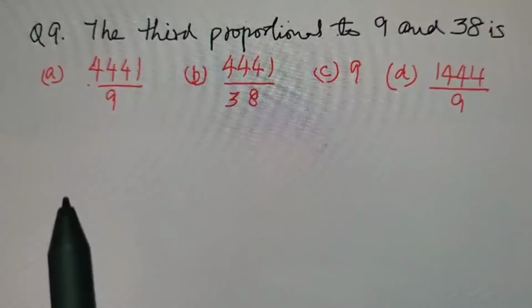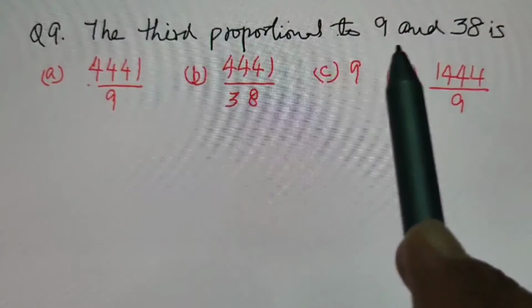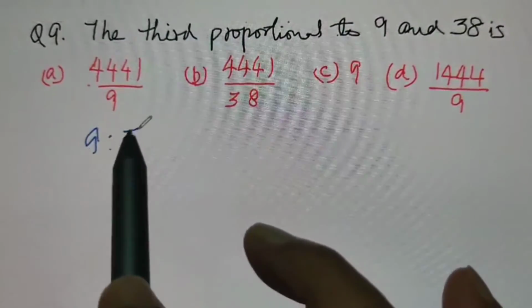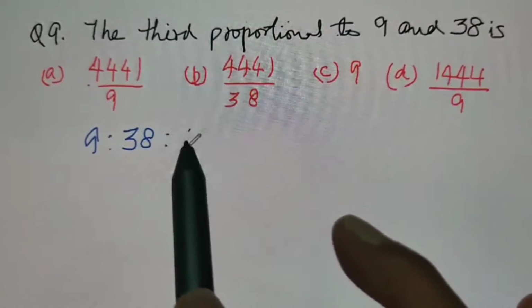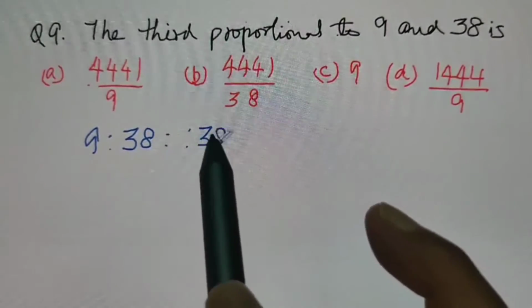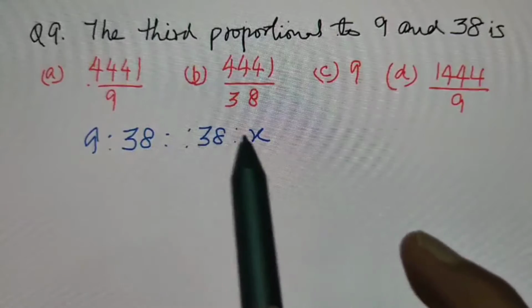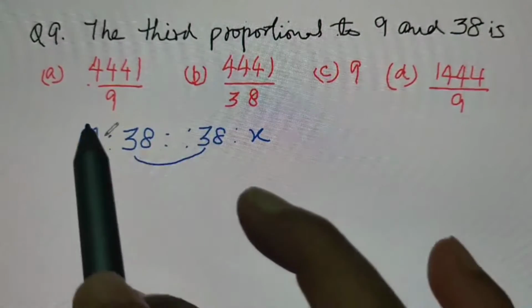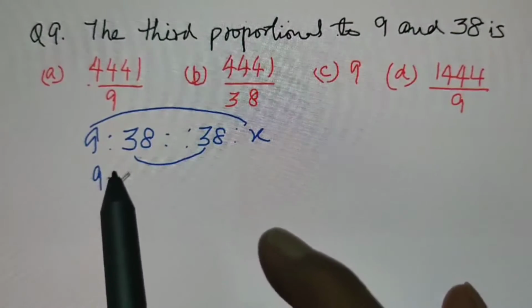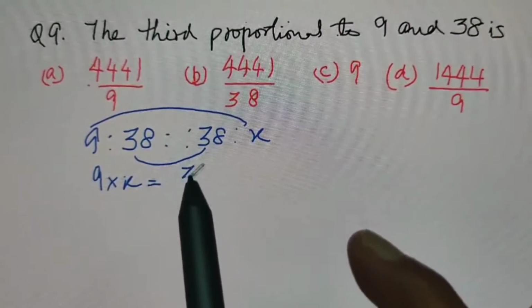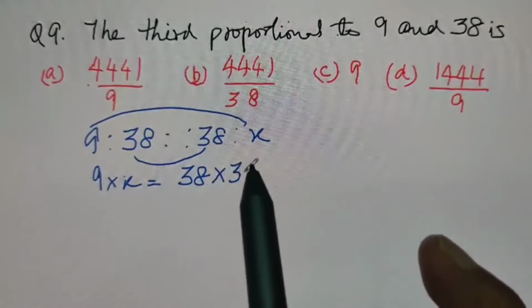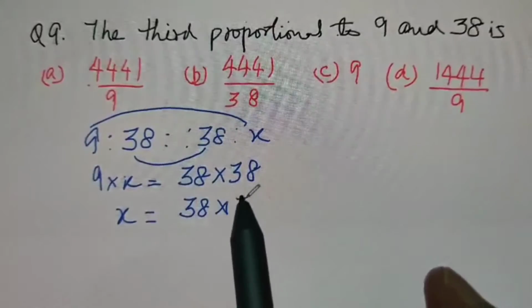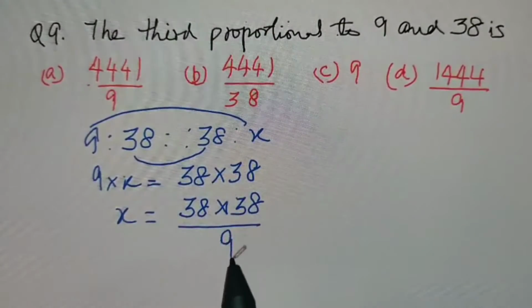Okay, fine. In the ninth question, we have to find the third proportional to 9 and 38. 9 is to 38, that is the first number to the second number, and the second number is to the third number, which is taken as x. Now here the product of means is equal to the product of extremes. So 9 into x is equal to 38 into 38. So the value of x is going to be 38 into 38 upon 9.